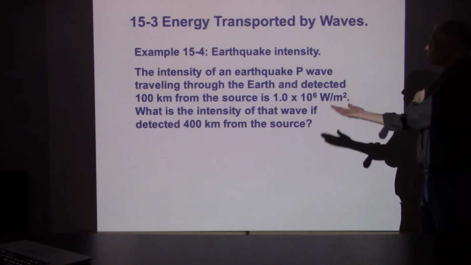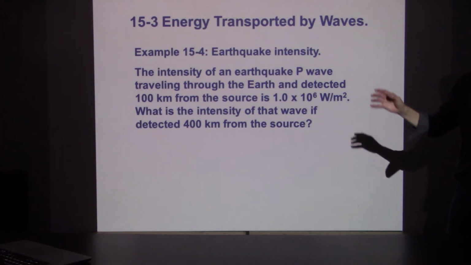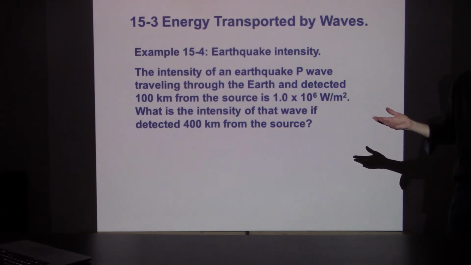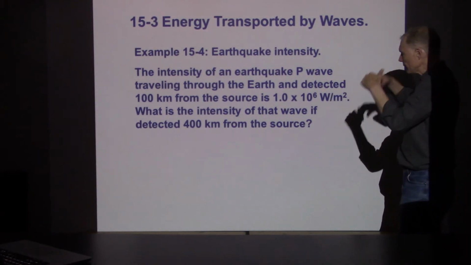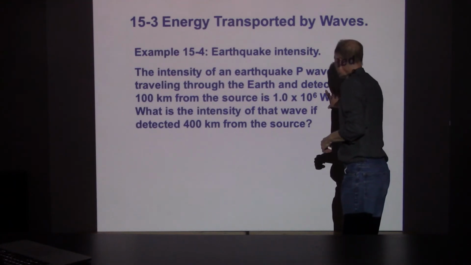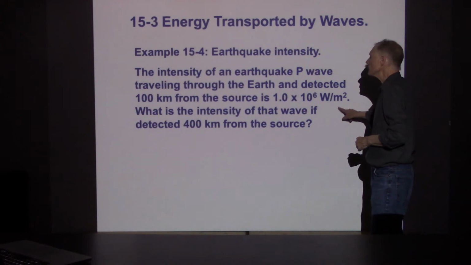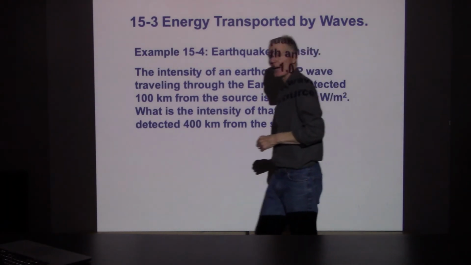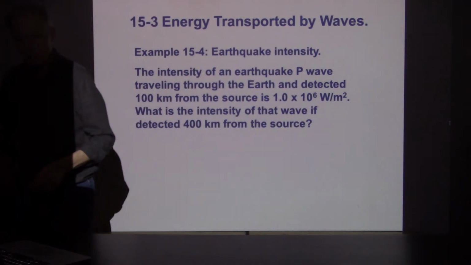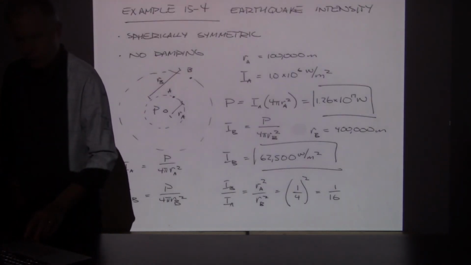Now, that's not saying the total amount of power. The energy was radiated in all directions. So we would have to combine that with all of the energy that headed out in different directions. Anyway, this is the intensity we picked up. What's going to happen at a location 400 kilometers from the source?